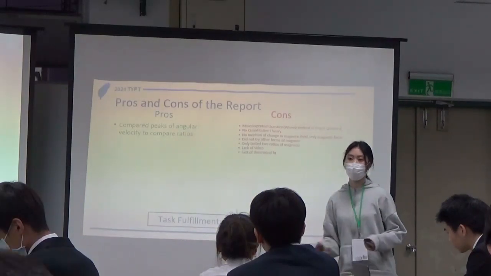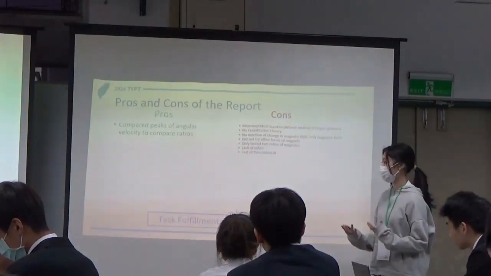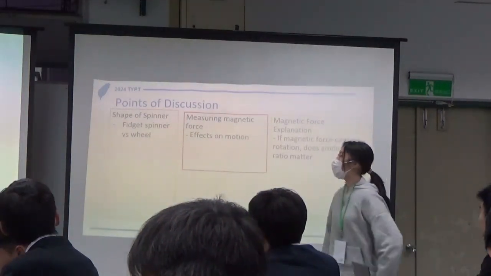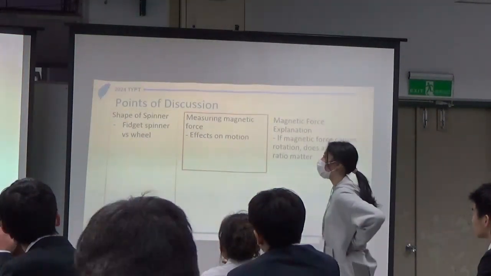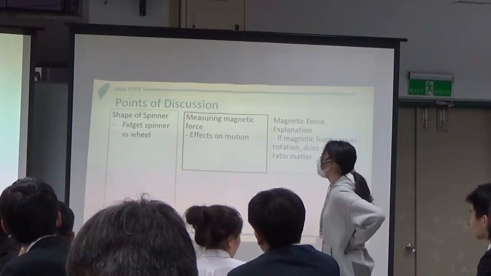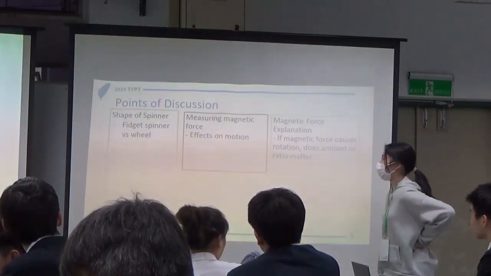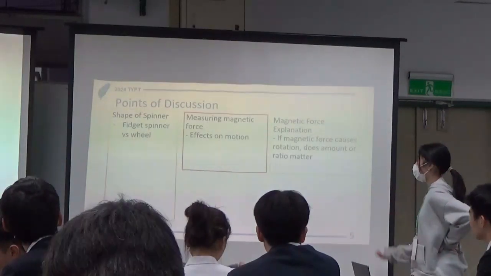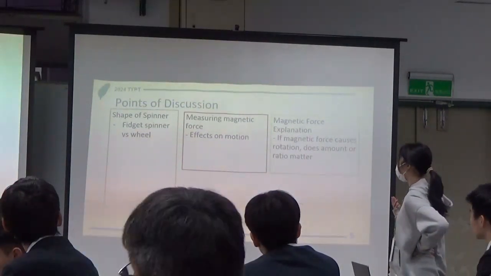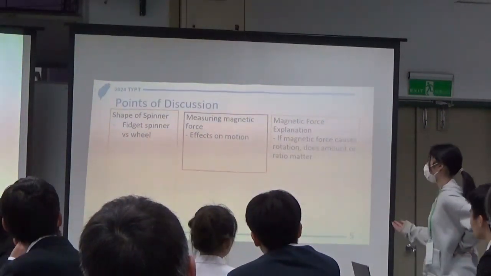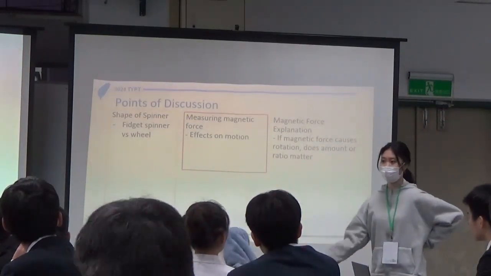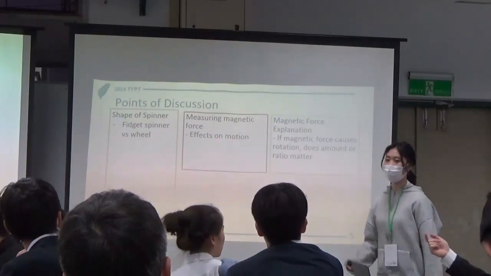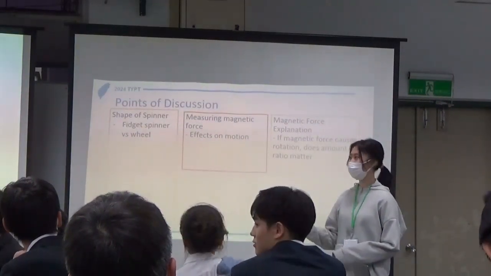They don't have a graph or any sort of theoretical fit to show a relationship. First discussion will be how the shape of a sphere is different for a bigger sphere versus a wheel, and how we should measure the magnetic force and what it affects on motion, and also a magnetic force explanation. If the magnetic force causes a rotation, or whether the ratio even matters or not.